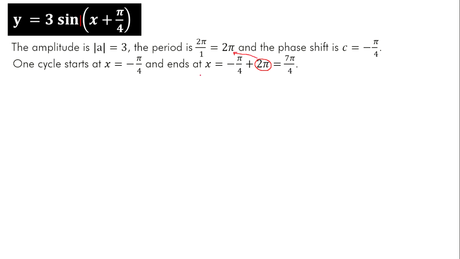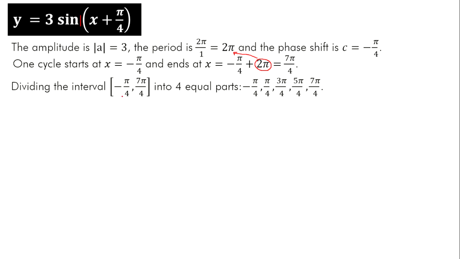Okay, so that is negative pi over 4 plus 2 pi. And the result of that is 7 pi over 4. So therefore, we're going to have our interval from negative pi over 4 to 7 pi over 4. Then after that, we're going to divide it again into 4 equal parts and we'll obtain negative pi over 4, pi over 4, 3 pi over 4, 5 pi over 4, and 7 pi over 4.